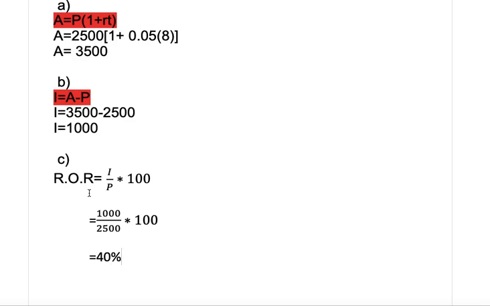And so our R.O.R would be 40%. So just to make sure that you know how to do that, first you have to multiply 1,000 by 100. And after you find the answer, you divide it by 2,500 and it gives you 40.